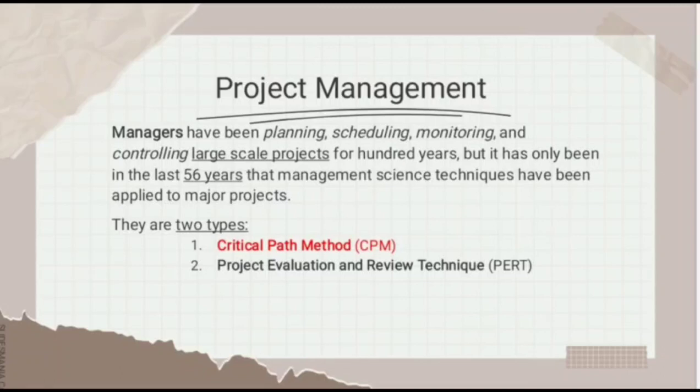Managers have been planning, scheduling, monitoring, and controlling large-scale projects for 100 years. But it has only been in the last 56 years that management science techniques have been applied to major projects. There are two types. First, the critical path method, also known as CPM, which we'll be focusing on today. Second, project evaluation and review technique, also known as PERT.